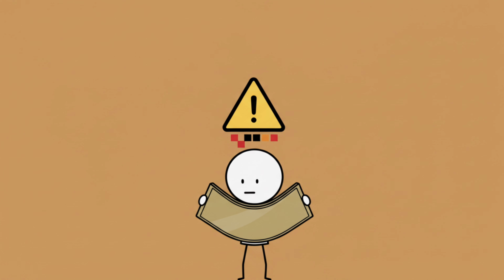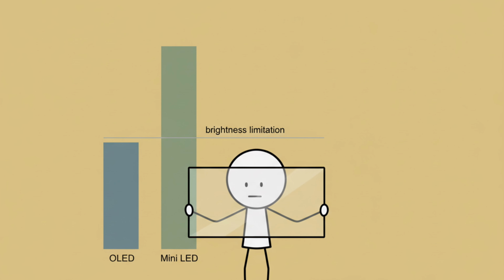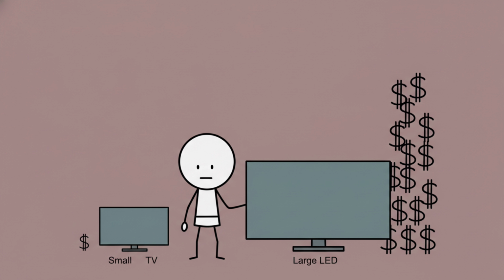The downsides? Burn-in risk is real. Leave static images on screen for thousands of hours and pixels permanently damage. Peak brightness maxes out around 400 to 1000 nits, lower than mini LED's 2000. OLED is also more expensive to manufacture, especially at large sizes.